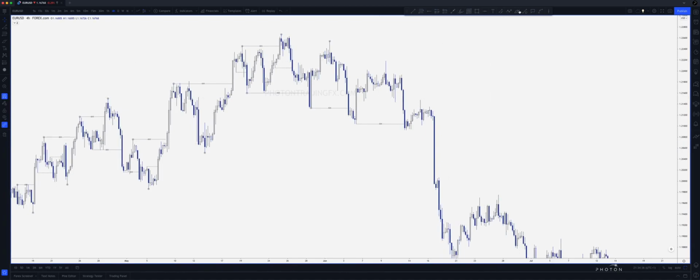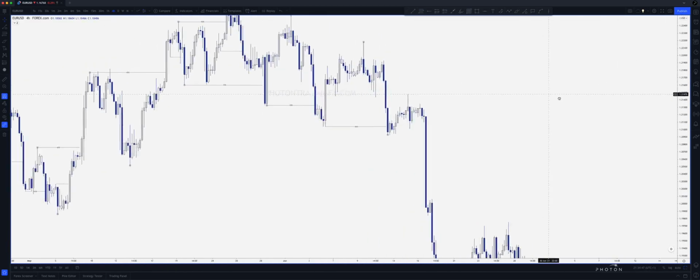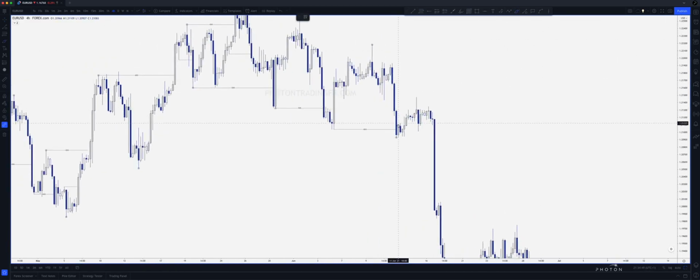Okay. So we get the break of the low. Here's our lower low here, right? Here's our high up here. Now we get the pullback. Again, this one, we don't get a minor break of structure to the upside, right?